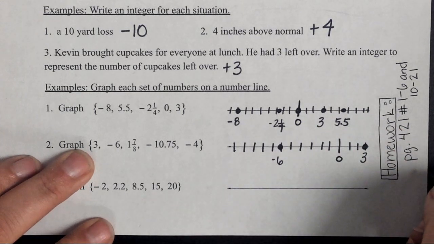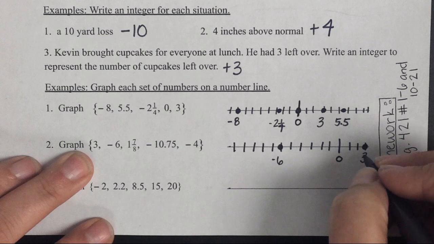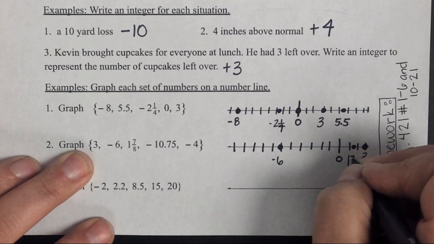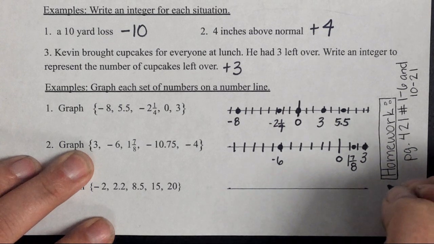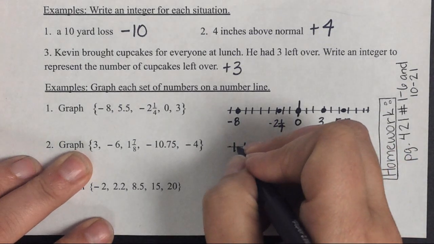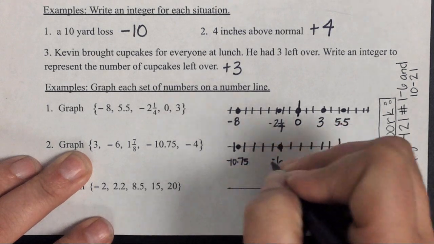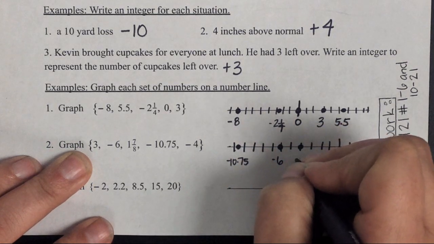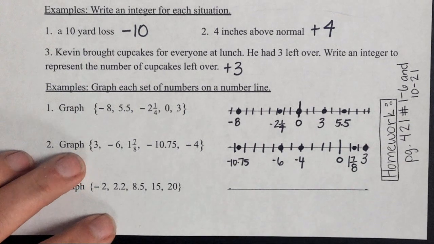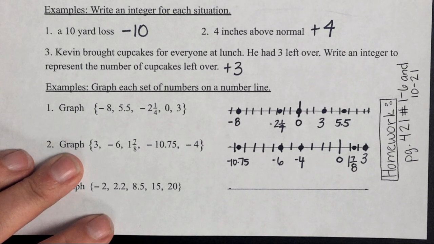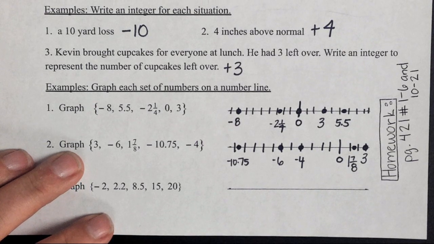1 and 7/8. Between 1 and 2, right? Yes. Yeah, a little closer to 2. And then we've got negative 10.75. That will be almost at 11. And then we have negative 4. So again, it puts them in order for you, least to greatest. Negative 10.75, negative 6, negative 4, 1 and 7/8, and 3.